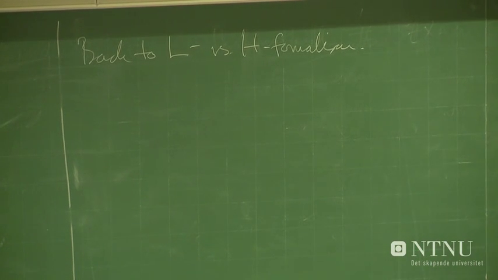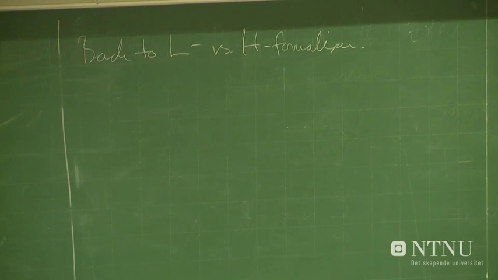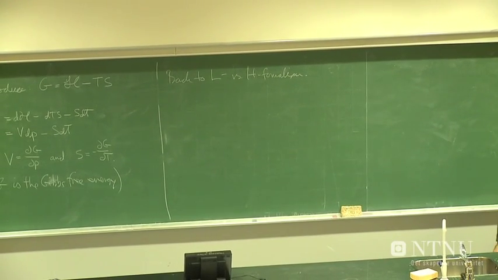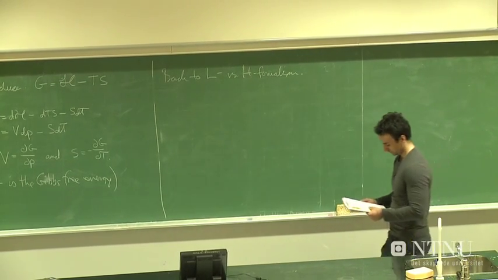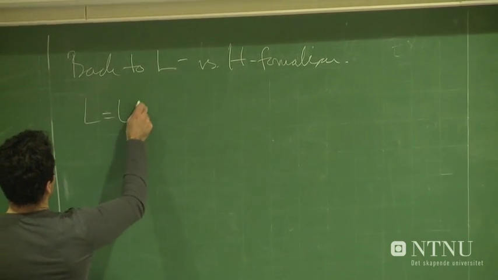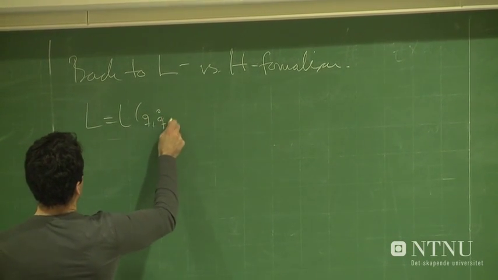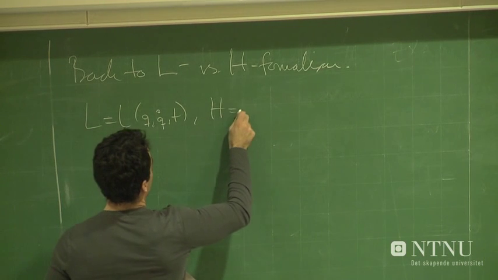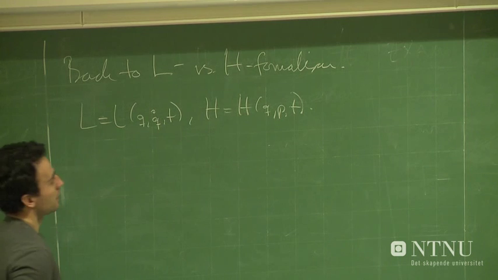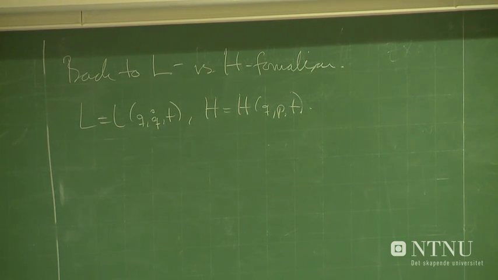Let's go back to the Lagrange versus Hamilton formalism, where we stated in the previous lecture that we want to make a variable change from q dot to q and p, the two canonical variables. We know how to do this now via a Legendre transformation.